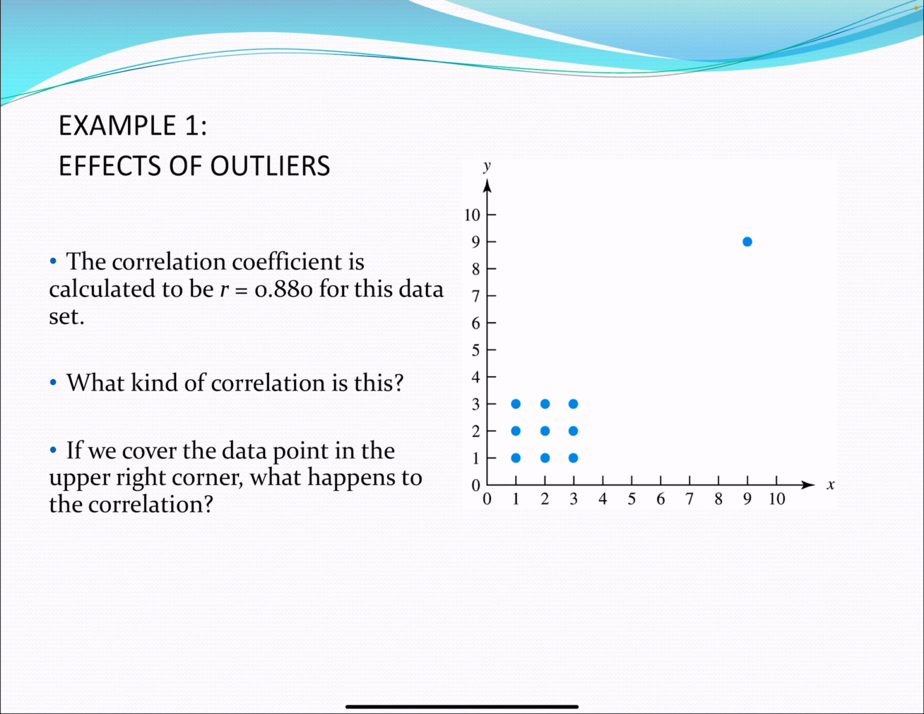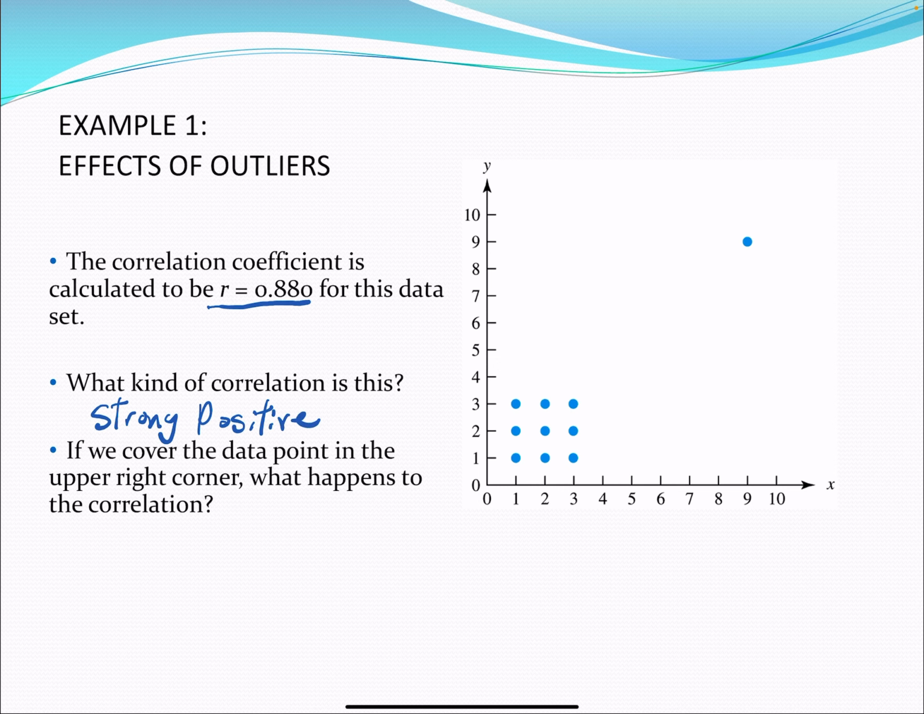Here is a completely made up data set. For this data set, I have calculated a correlation coefficient of R = 0.880. What type of correlation is this? Well, this is definitely a strong correlation. I want something above 0.8. It's strong, it's positive, that's a good thing.